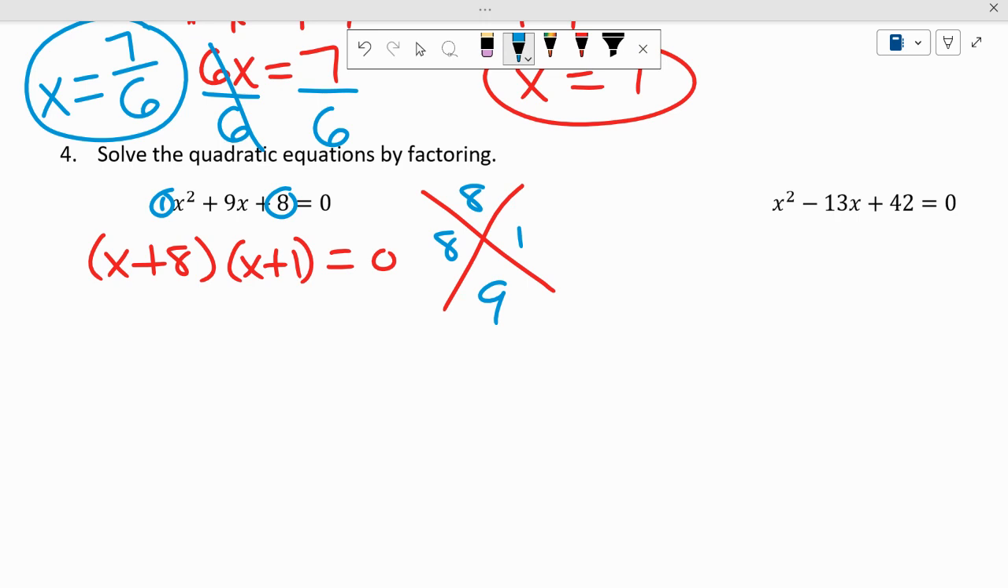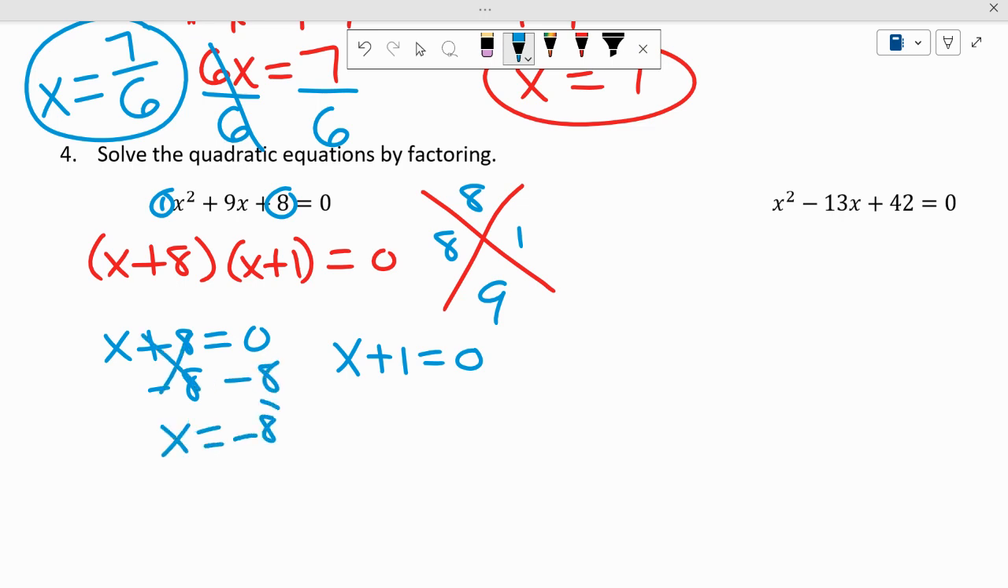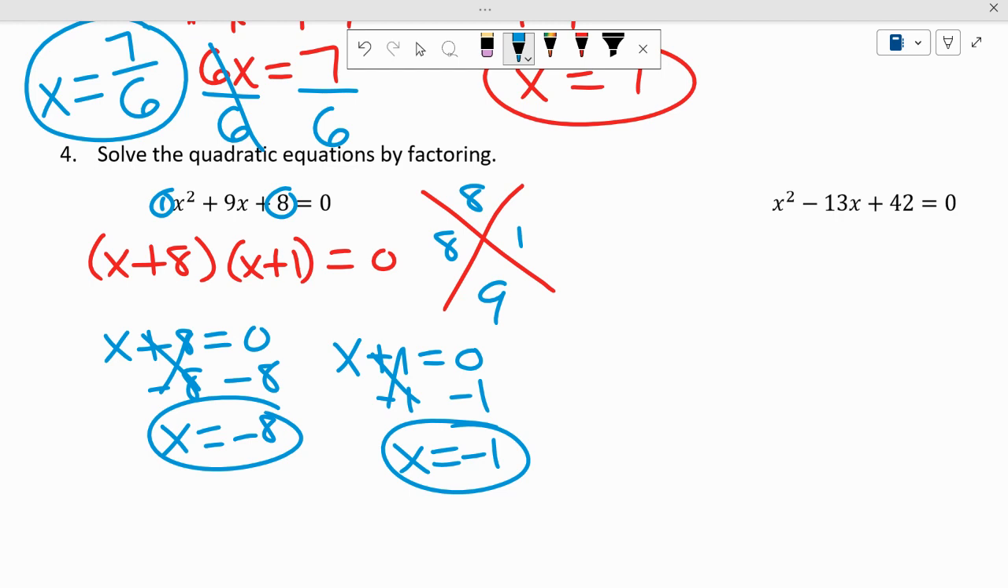And now, just like we did in the previous equation, take each parenthesis and set it equal to 0. And then we're going to solve. Both of these are adding, so we're going to subtract. So those are the 2 answers. X equals -8, X equals -1.